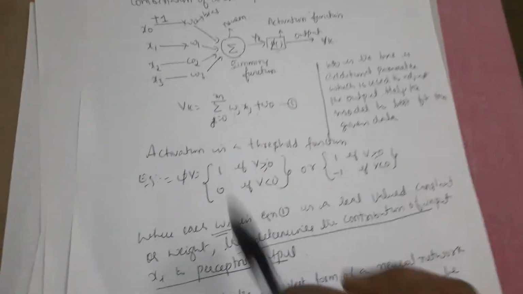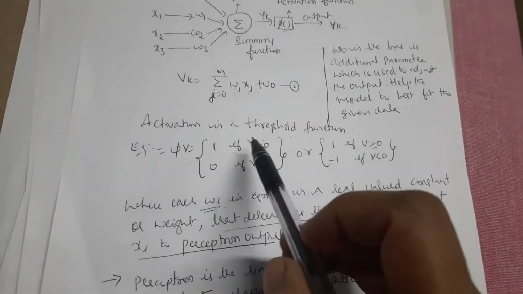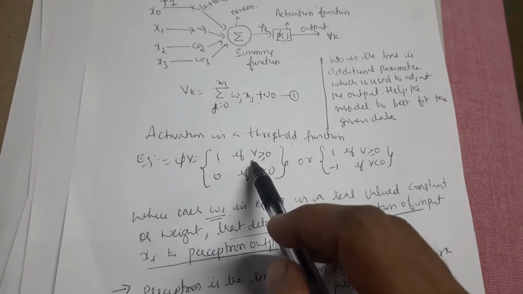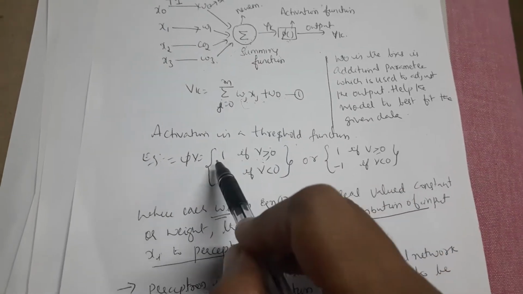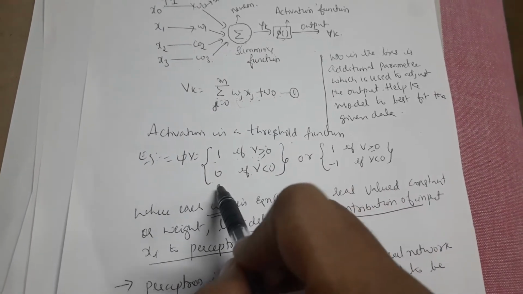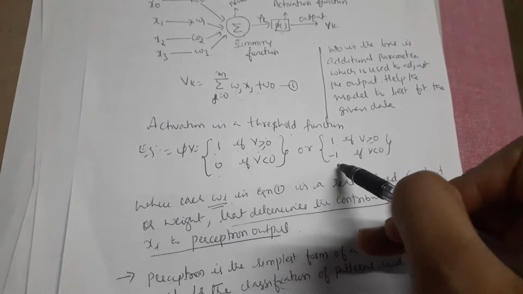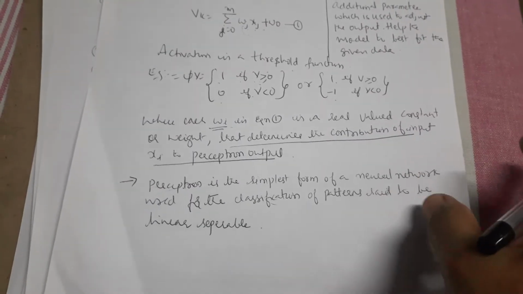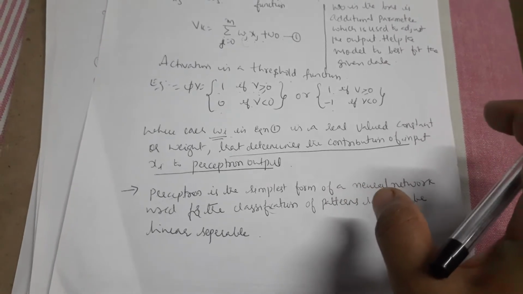Next, there are different types of activation functions. One type of activation function is this: after calculating, if the v value you get is greater than 0, the output will be 1. Otherwise, it is 0. Similarly, if it is greater than 0 the output is taken as 1, otherwise it is taken as -1. With the examples it will be clear for you. Now take down the information about how the single layer perceptron executes.